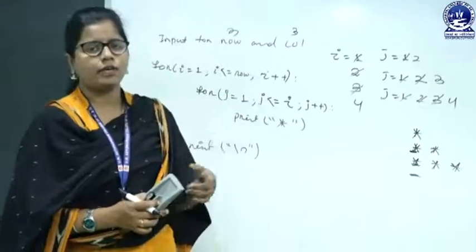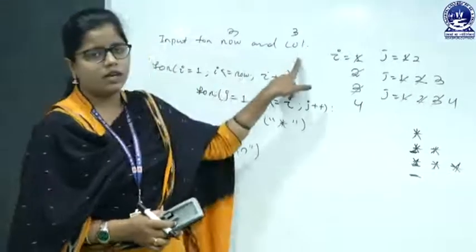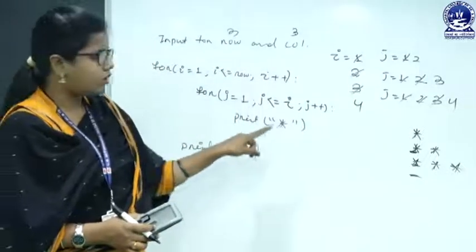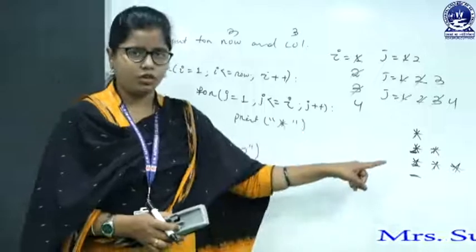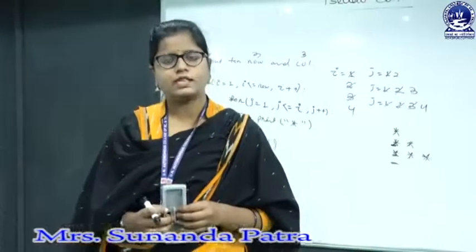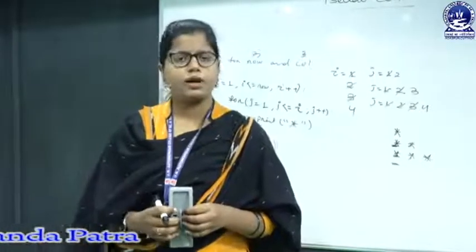You can take a bigger number for the row and column and check whether this pseudocode is actually working for printing this pyramid or not. In our next class we will go for more nested for loops, while loops, and functions also.